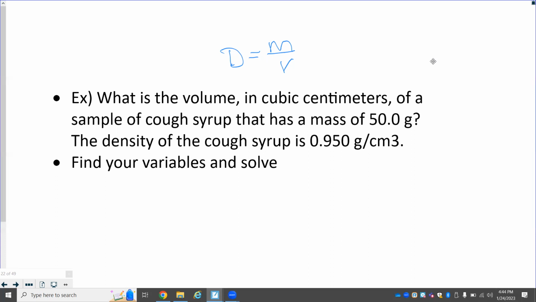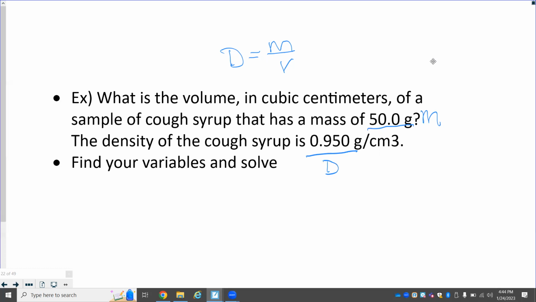So here it wants to know what's the volume in cubic centimeters of a sample of cough syrup that has a mass of 50 grams. And it tells us the density of cough syrup is 0.950 grams per cubic centimeter. And like I said, you don't have to know different densities of substances. Either they will be given in the problem or they are on your reference sheet for you to go back to. So looking at what it gives us, our mass of 50 grams and our density of 0.950.